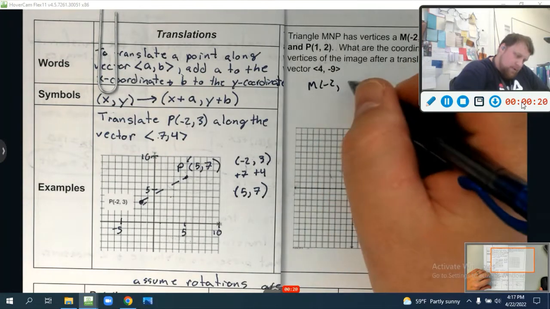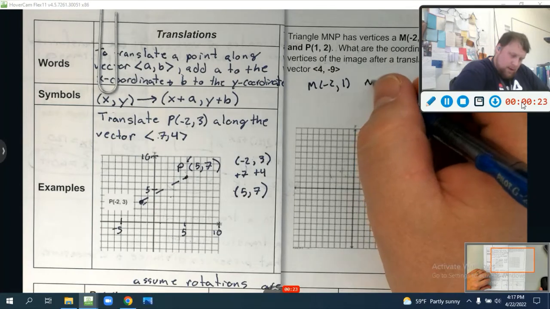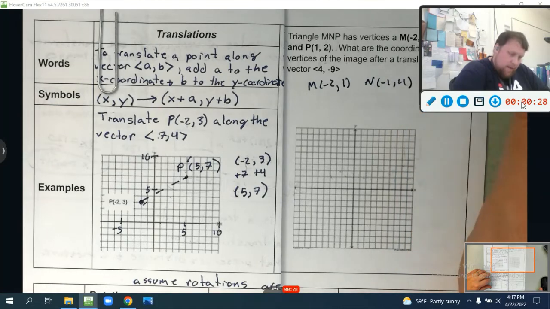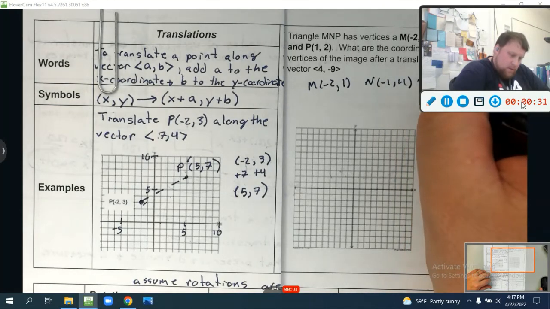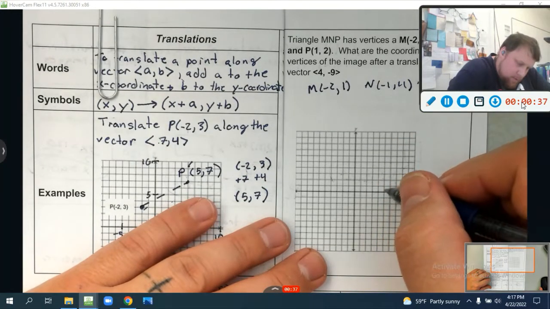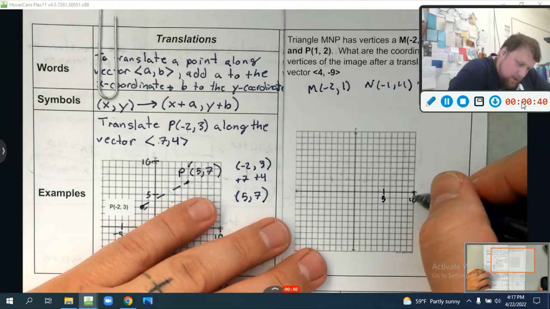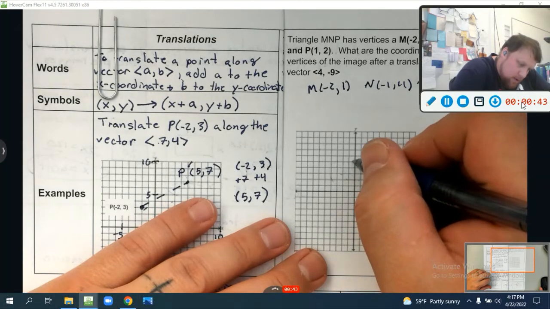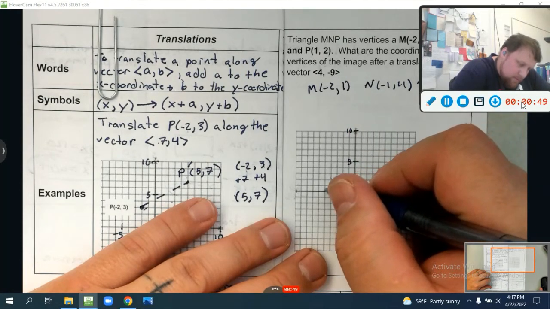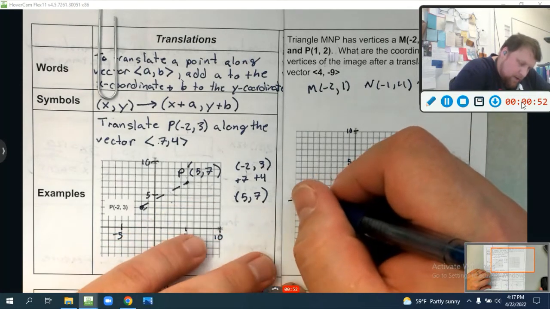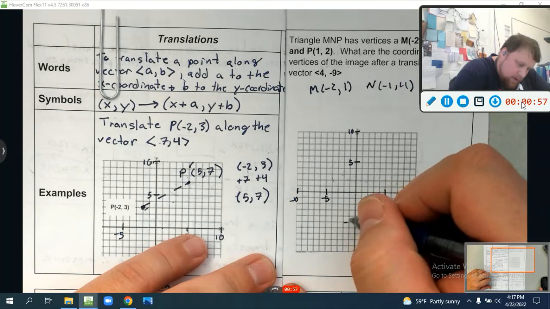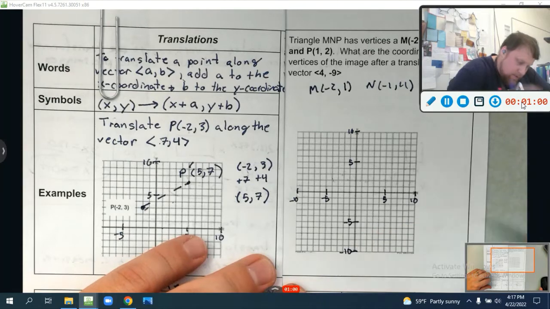M (-2, 1), N (-1, 4), and P (1, 2). Okay? And before we go anywhere, let's see. 1, 2, 3, 4, 5, 10. Got to label them by 5s, right? 10. Negative 5, negative 10.